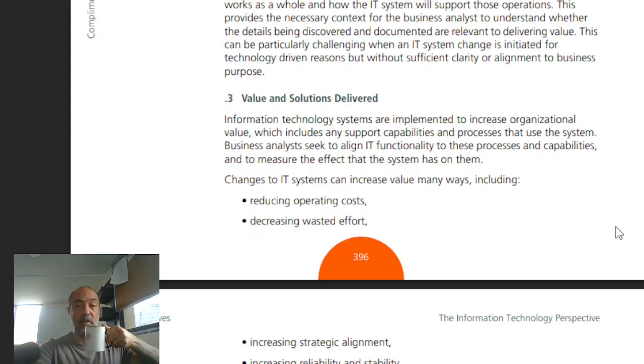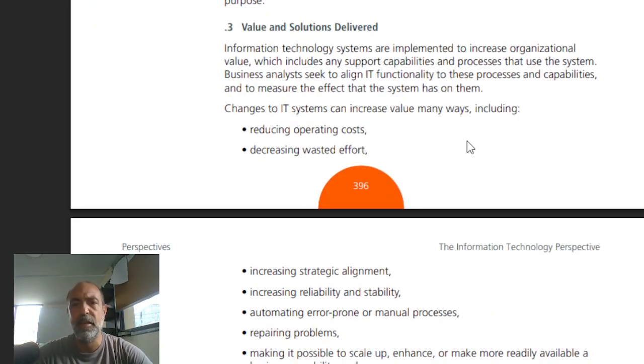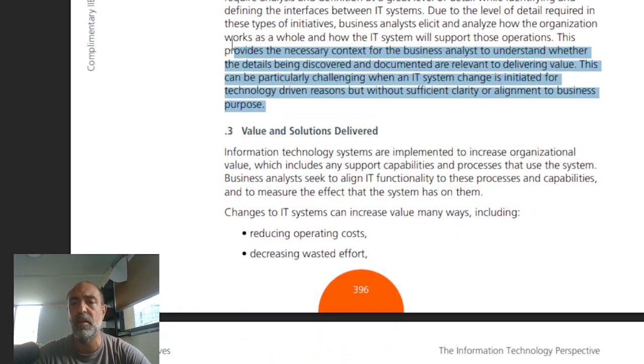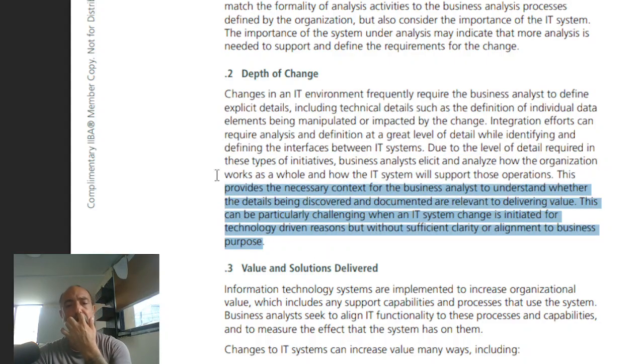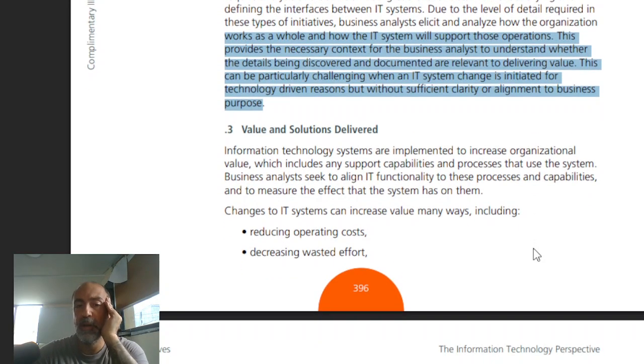Information technology systems are implemented to increase organizational value, which includes any support capabilities and processes that use the system. Business analysts seek to align IT functionality to these processes and capabilities and to measure the effect that the system has on them. Changes to IT systems can increase value and solutions delivered, right? So here, information technology systems are implemented to increase organizational value. All of this is describing the things that would change, the depth of the change, the limitations of the change, and everything involved and that could be touched by the change.